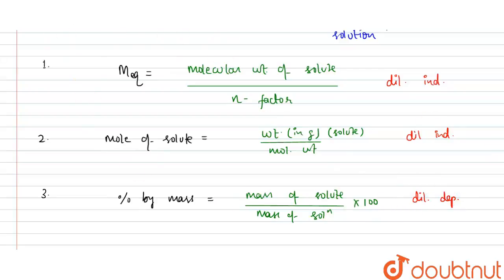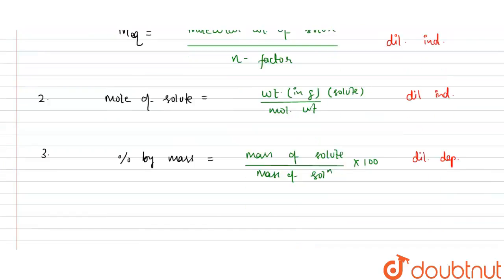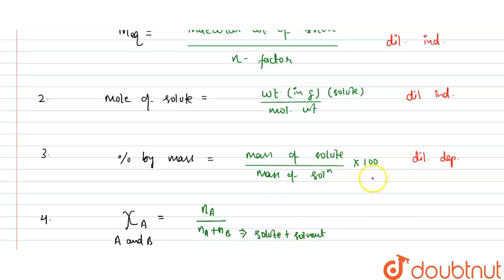Now fourth quantity is mole fraction. We know that mole fraction is denoted by zeta. Let's say we have two components A and B, and we are finding the value of zeta A. The formula of mole fraction of A is number of moles of A divided by total moles, Na plus Nb. This means solution, that is solute plus solvent. If this quantity has solvent, it is dilution dependent.